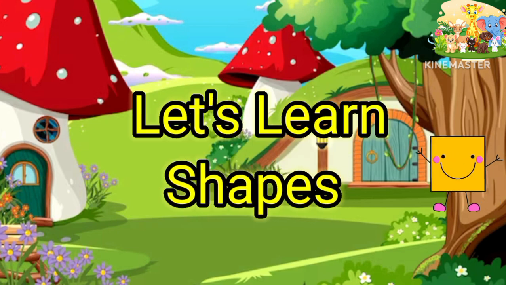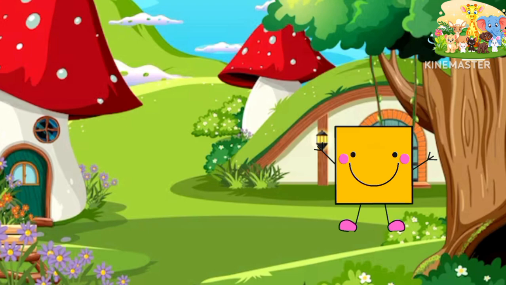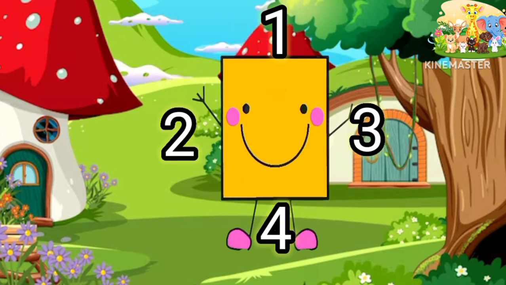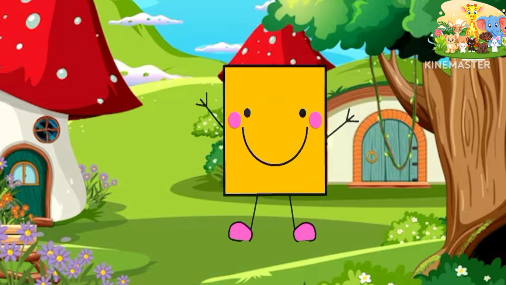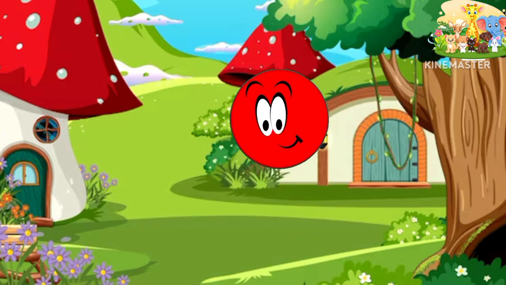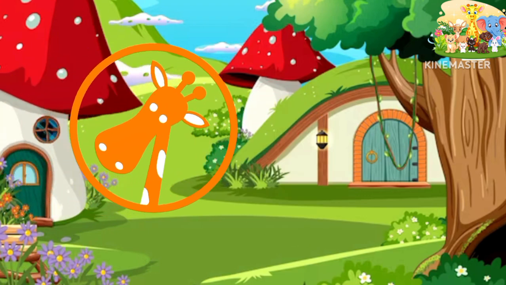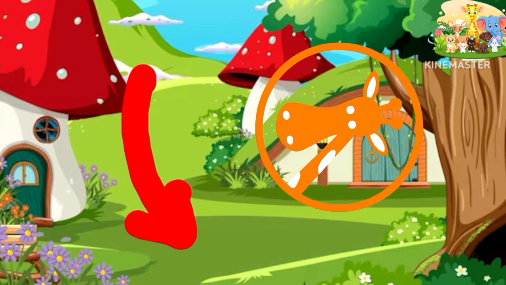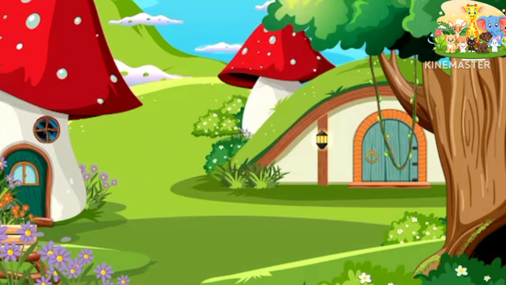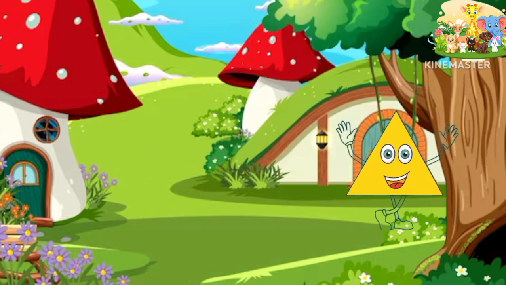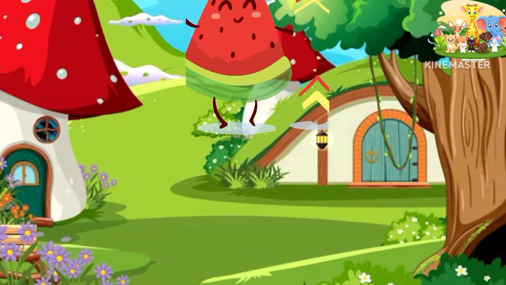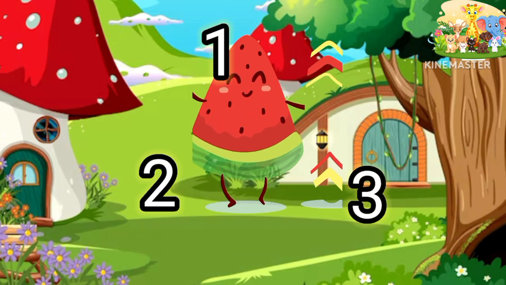Let's learn the shapes. I am a square. I have four sides. I have four corners. I am a square. I am a circle. I am round. I have no side. I have no corners. I am a triangle. I have three sides. I have three corners.